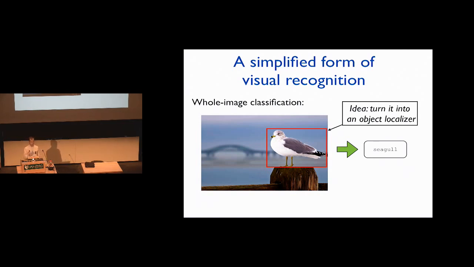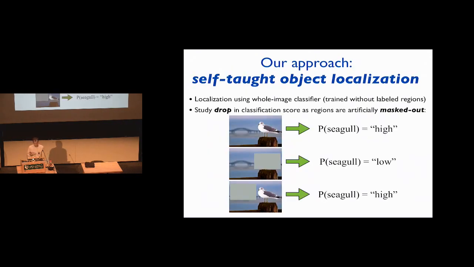The fundamental question is, how do we turn a whole image classifier that has been trained without location information into an object localizer? The solution that we propose is actually quite simple, and it consists in studying how the score or confidence of the whole image classifier varies as we artificially mask out different regions of the picture. The intuition is that when we mask out a region that overlaps largely with the object, then the confidence of the classifier should drop significantly. Conversely, if we mask out a region that has nothing to do with the object, then there should be no significant change in the classification score of the classifier.